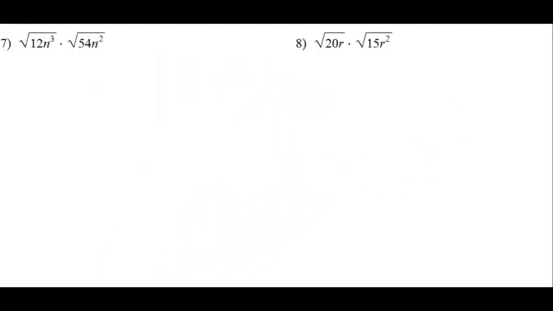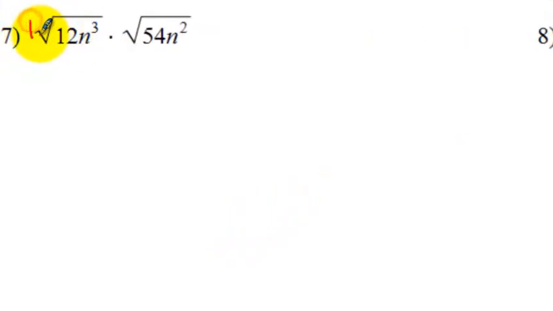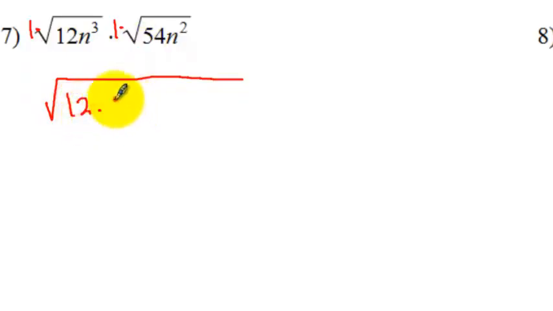Alright, example problem number 7. I don't have a coefficient here, so we have 1 and 1. So 1 times 1 is just equal to 1. Let's multiply our radicands. So I have here 12 and then 54. Now n cubed and n squared, it's n raised to 5.